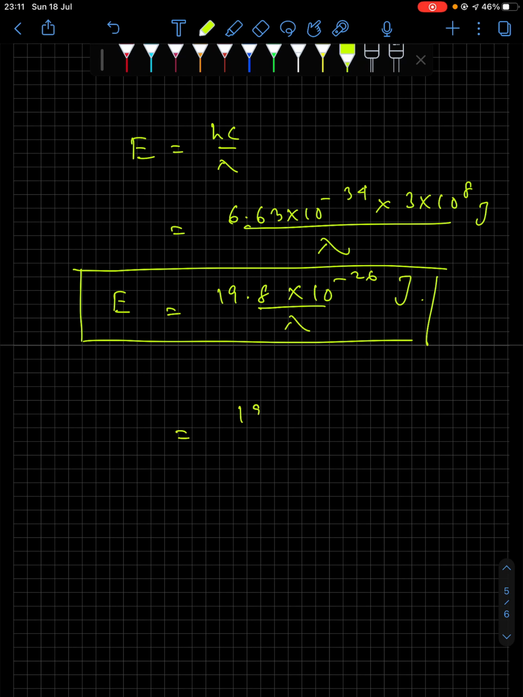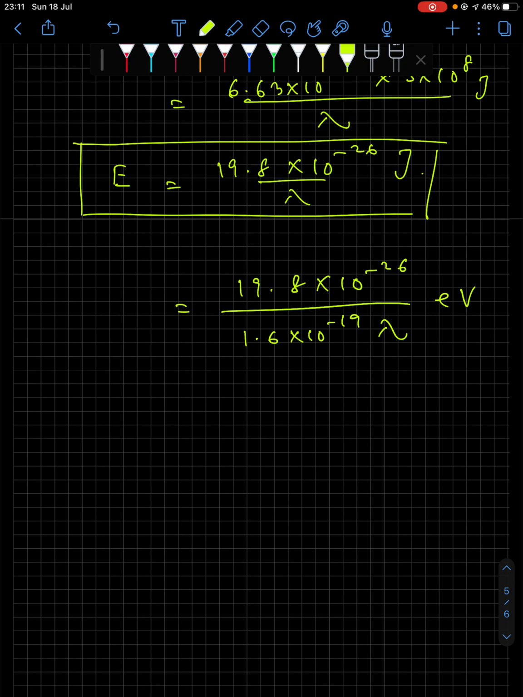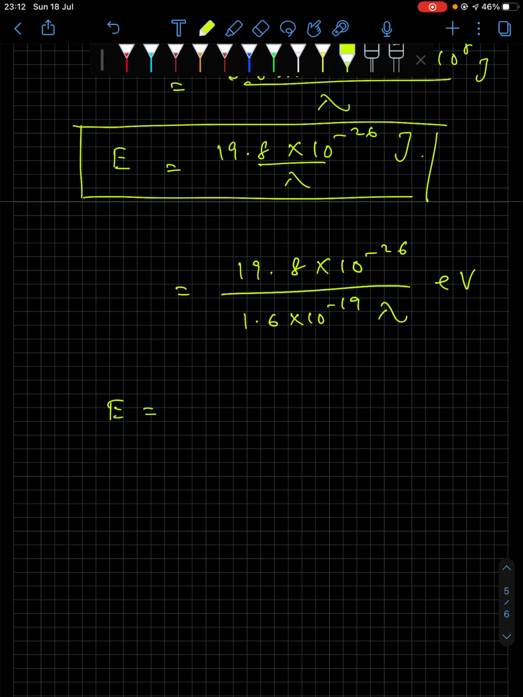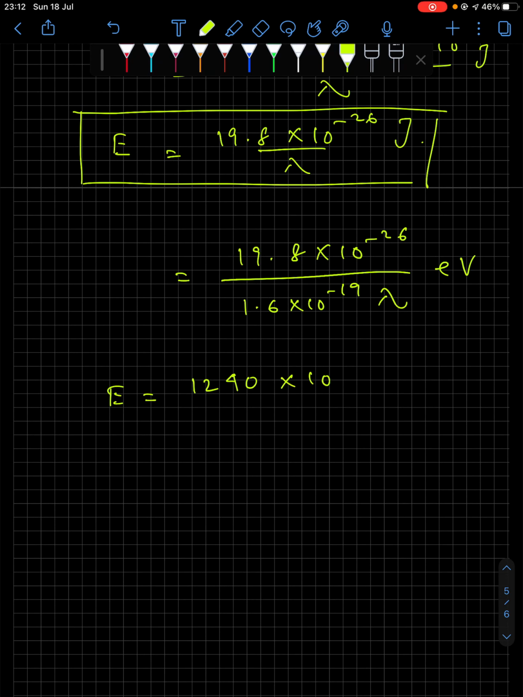Now when you convert this into electron volt, what do you have to do? You divide 19.8 into 10 to the power minus 26 by the value of e, that is 1.6 into 10 to the power minus 19, and lambda. Now this has been converted into electron volt. The calculated value will come out to be 1243 or 1237. You will cross verify the calculation. I'll be writing down the rounded value, that is 1240 into 10 to the power minus 9 divided by lambda electron volt.